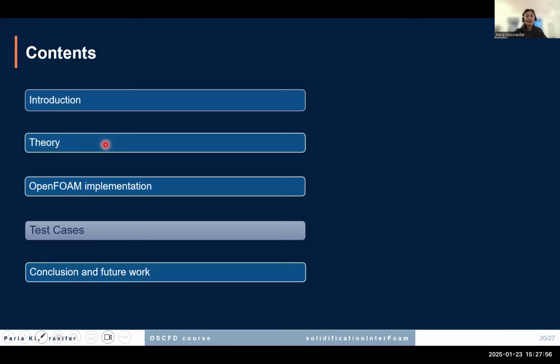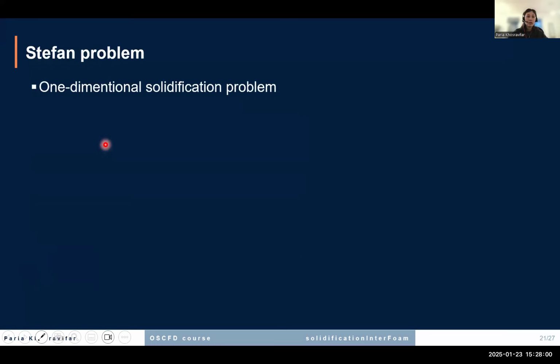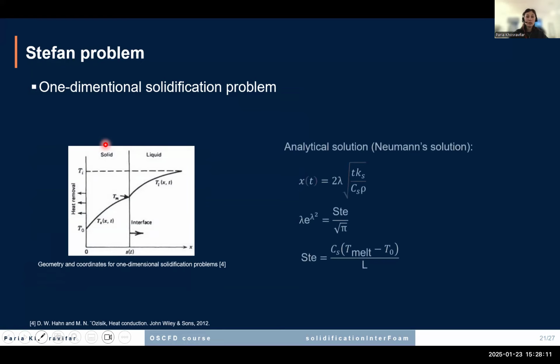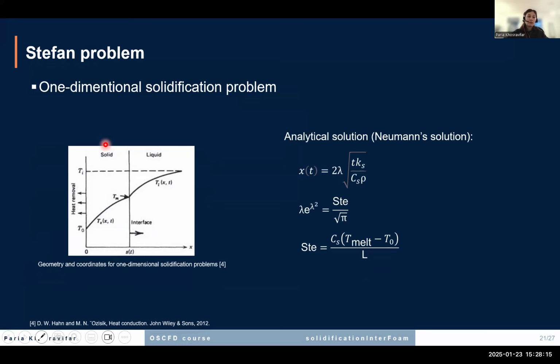Now I will test my implementation with a test case. We have a Stefan problem, which is a one-dimensional solidification problem. It has analytical solutions that solve the diffusion equation in each phase separately and track the interface between them. The Neumann solution for this problem is shown here, where lambda can be calculated with this transcendental equation, and STE refers to the Stefan number, which is defined with this relation.